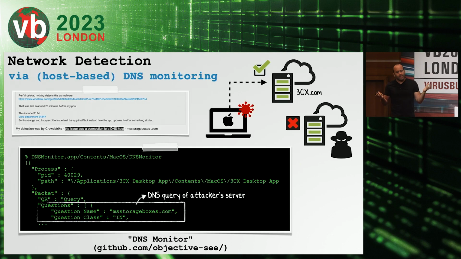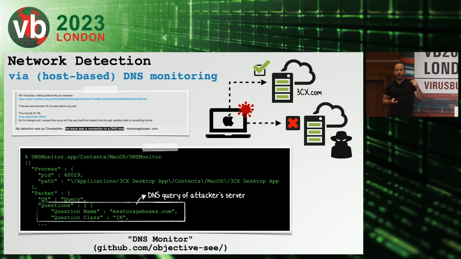So first, network detection. I'm a huge fan, especially in the context of these supply chain attacks. Imagine you had, for example, a DNS monitor running on your system. If a user downloaded and ran the infected 3CX macOS application, you would have seen some very unusual network queries. So the 3CX application should only be talking to 3CX infrastructure and perhaps some legitimate cloud-based servers. It should not, for example, be connecting to msstorageboxes.com. So huge red flag.